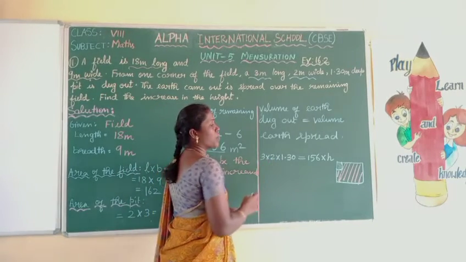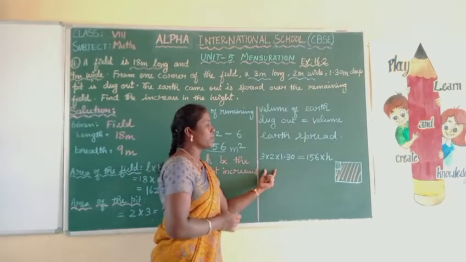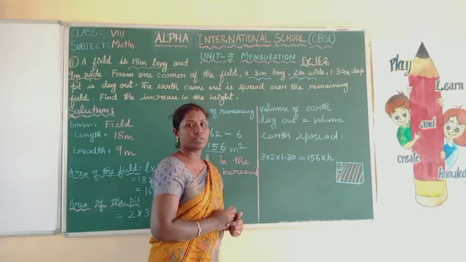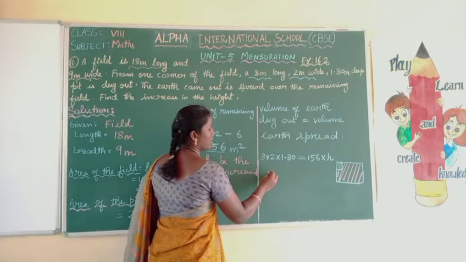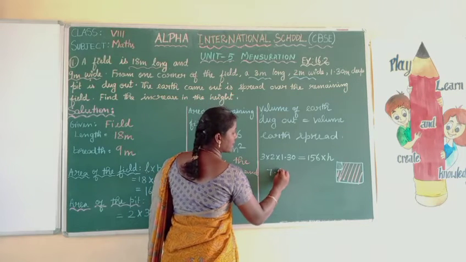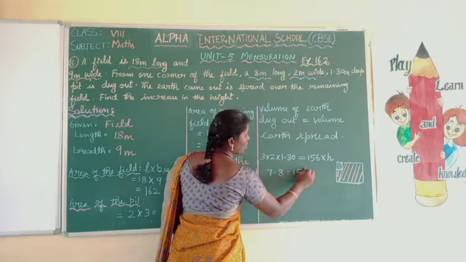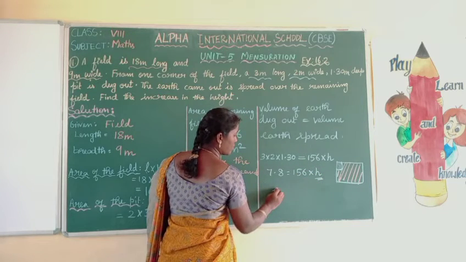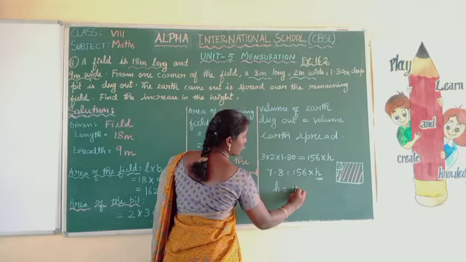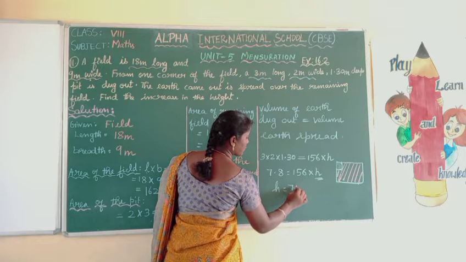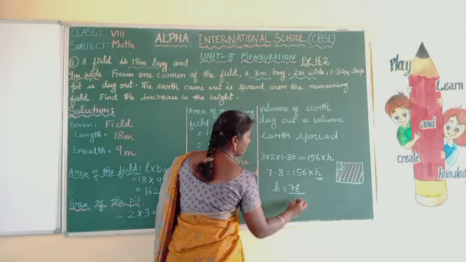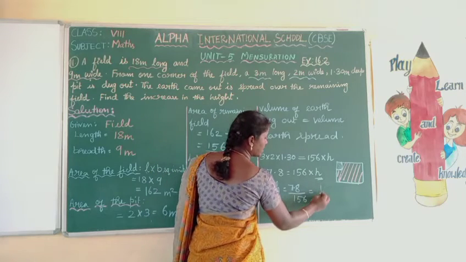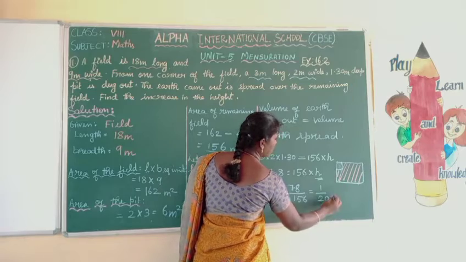Now we have to multiply, and taking the value to the other side of the equation we will get the value of h. If I multiply this, we get 7.8 equal to 156 into h. We want to find the value of h only, no? So h is equal to 7.8 by 156. If you simplify this, we get 1 by 20 meter.